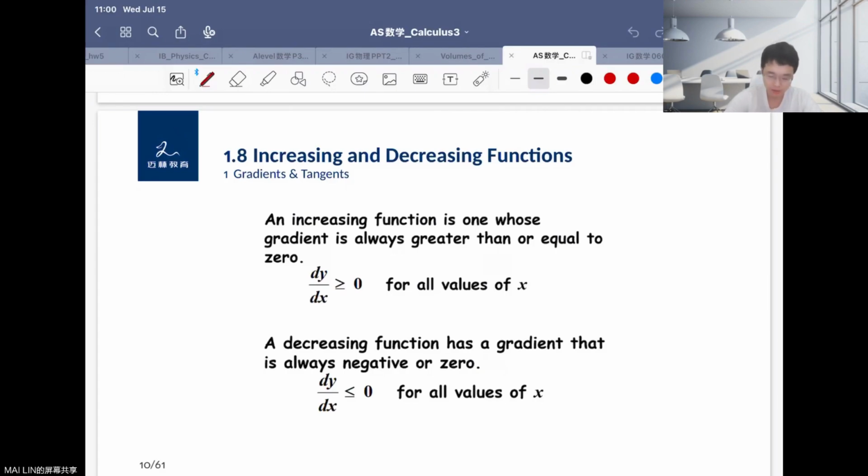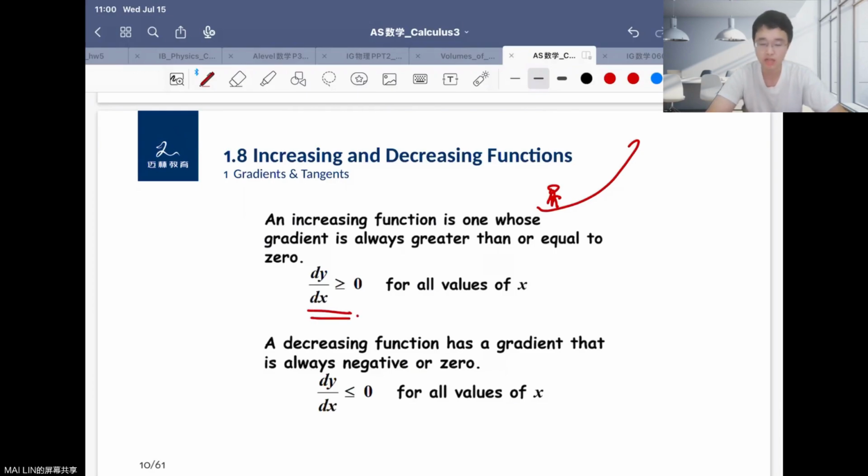For increasing, you can consider a function where you're just climbing the mountain, right? You can find that the gradient or the slope is always bigger than or equal to zero, so we can say that it is an increasing function. Here dy/dx, the differentiation, is always bigger than or equal to zero. That is what it means for an increasing function.